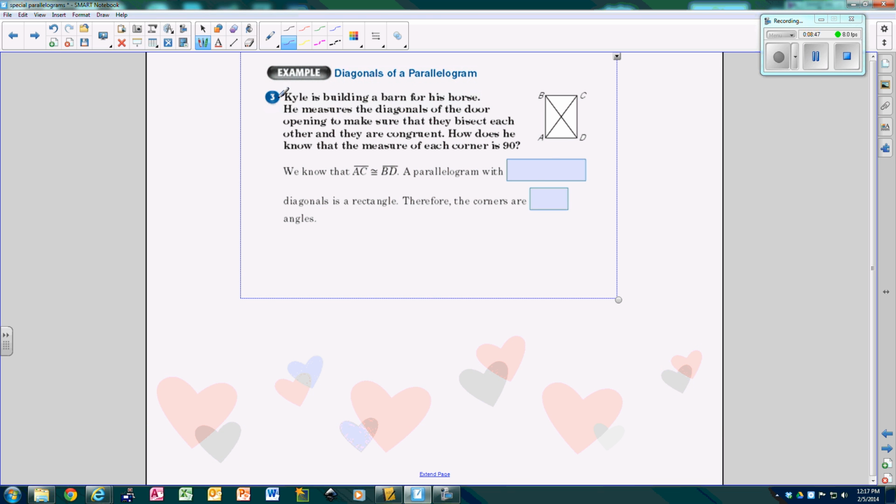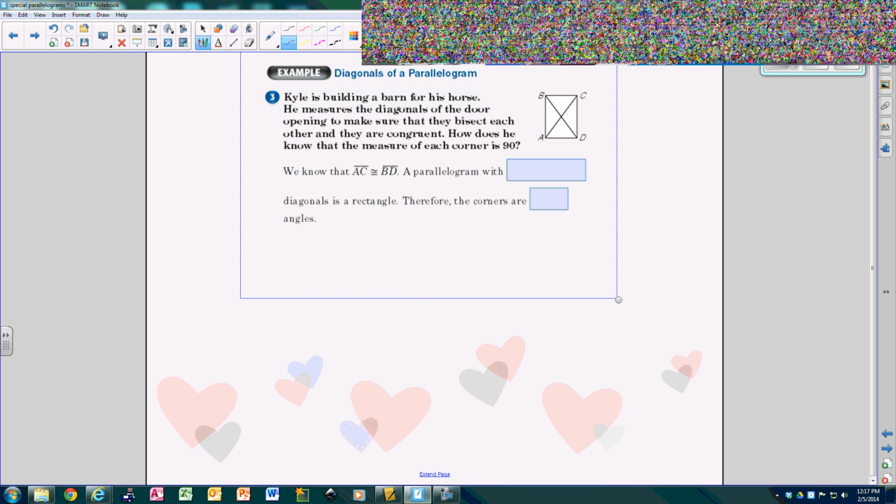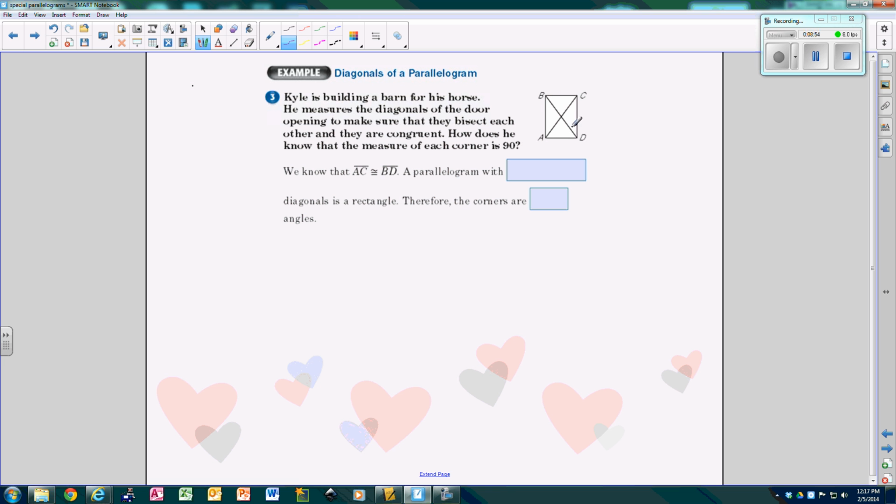So if Kyle is building a barn for his horse, he measures the diagonals of the door to make sure that they bisect each other. So remember, if they're equal and they bisect each other, then you have 4 parts that are all equal to each other. So if he wants to make sure that this is the midpoint, if he does that, then he will be able to ensure that all these angles are 90, because if the diagonals are equal and they bisect each other, then the corners are going to be 90. So we know that AC is congruent to BD. So a parallelogram with congruent diagonals is a rectangle. Therefore, the corners are right angles.